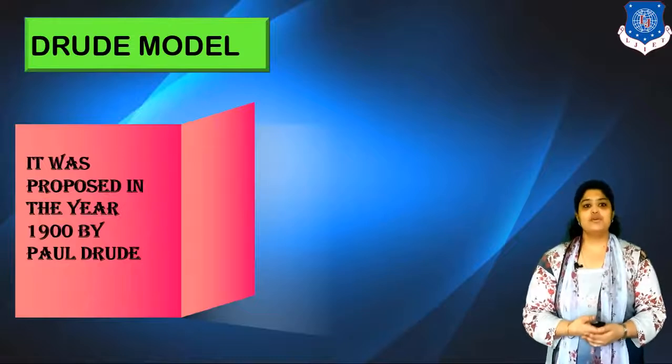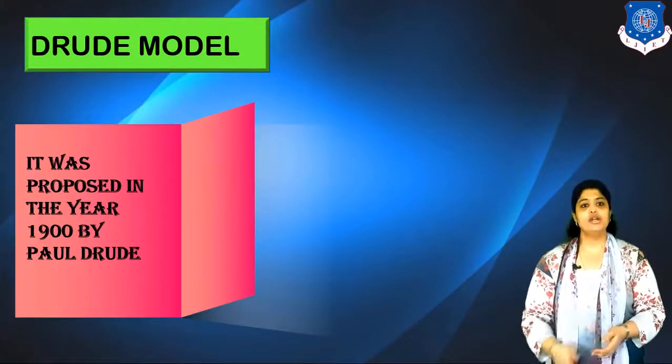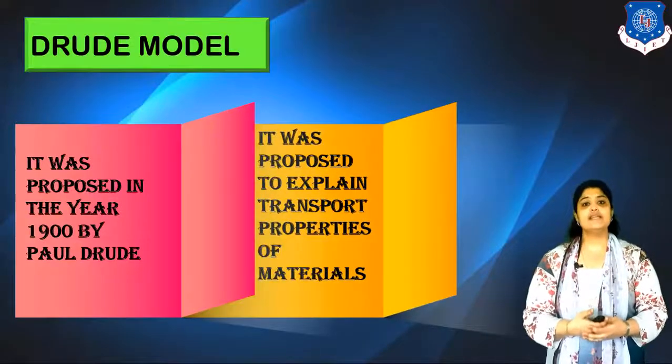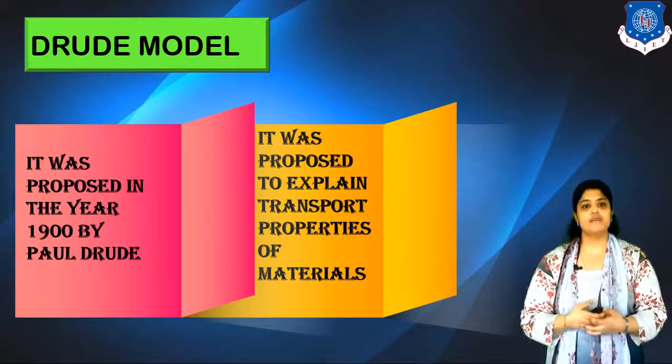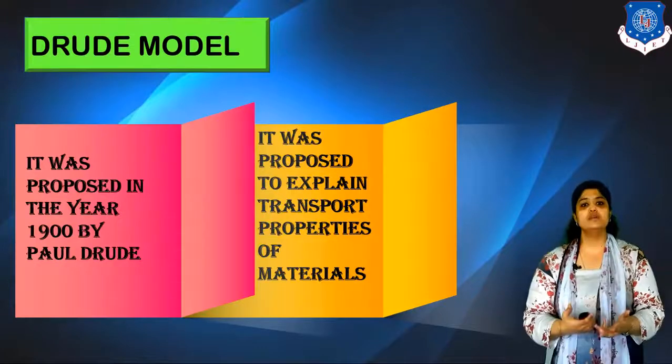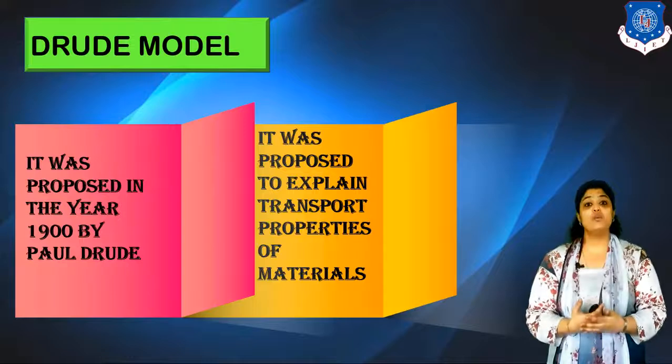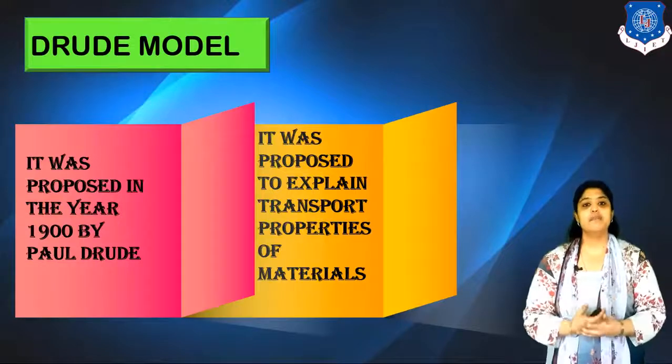Drude model was proposed in the year 1900 by Paul Drude. So what does the Drude model say? It was proposed to explain the transport properties of materials. What do you mean by the word transport properties? Transport properties are the properties which deal with the flow of charges in materials.